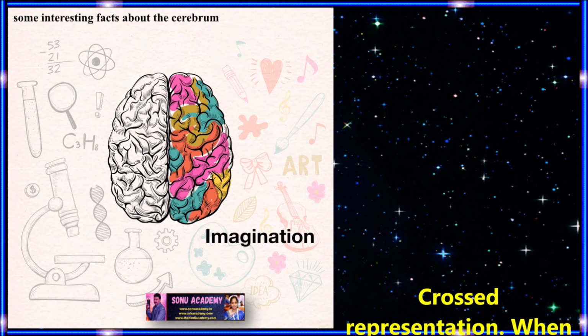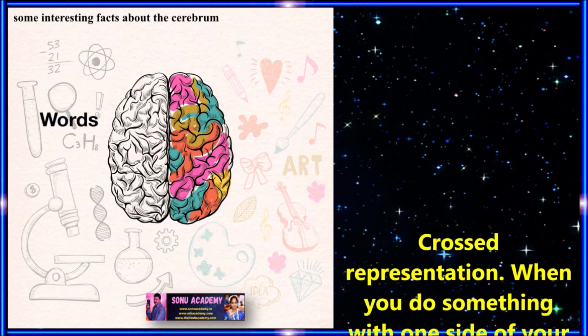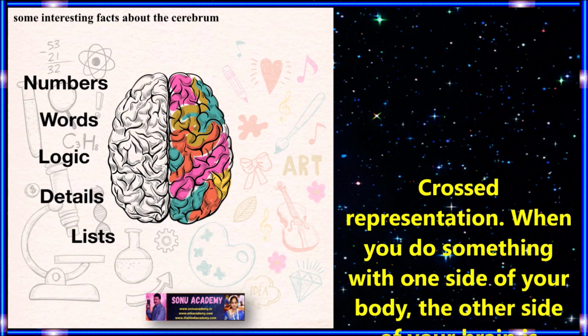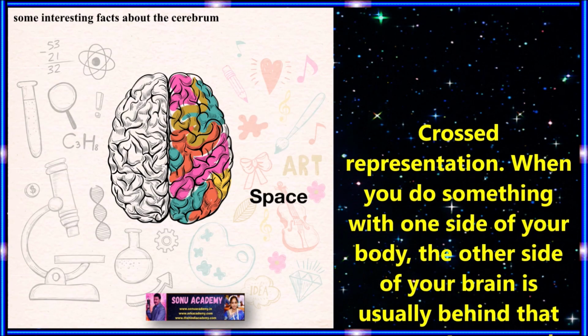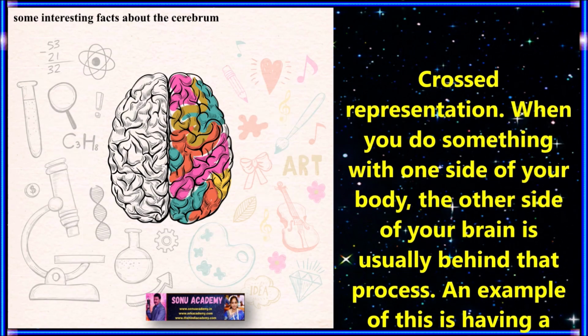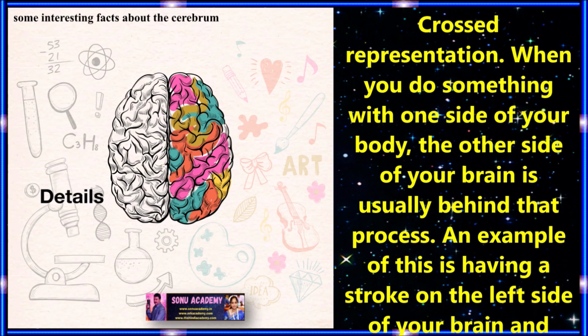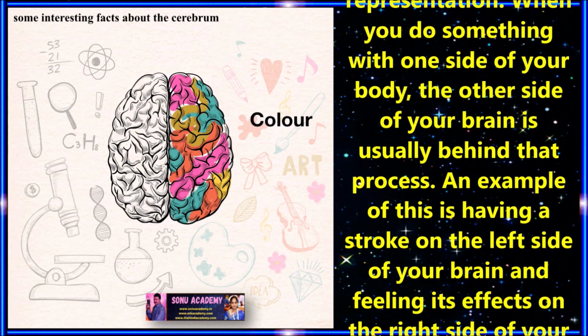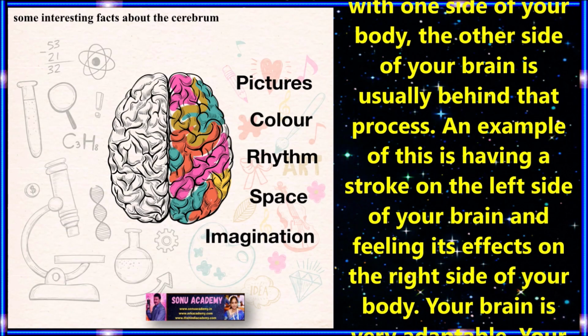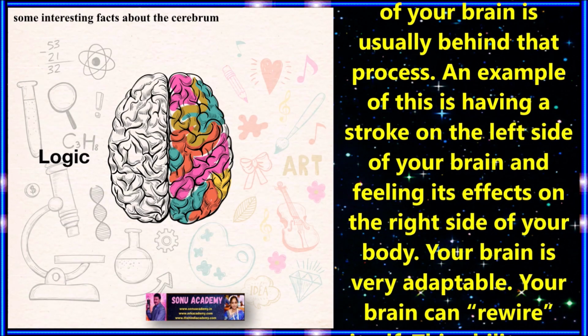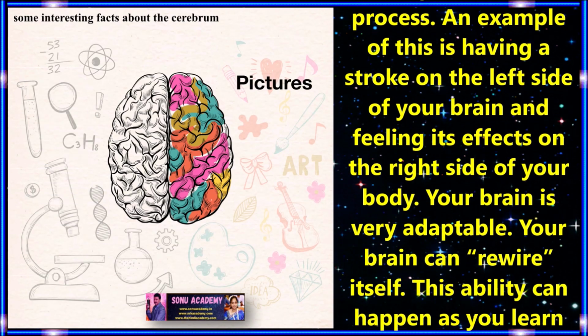Children, let us discuss some interesting facts about your cerebrum. The first one is crossed representation. When you do something with one side of your body, the other side of your brain is usually behind that process. An example of this is having a stroke on the left side of your brain and feeling its effects on the right side of your body.